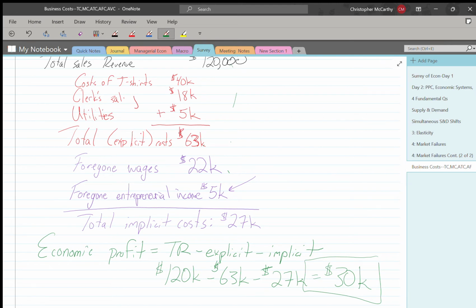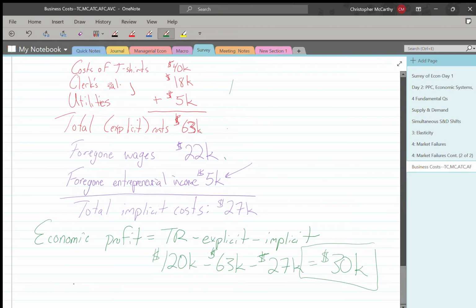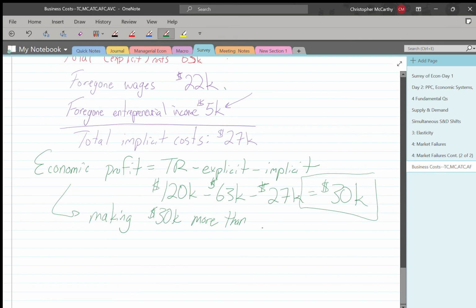So the economic profit is telling us that you're making this much more than you could expect to be making in your next best alternative venture. Everybody understand that?